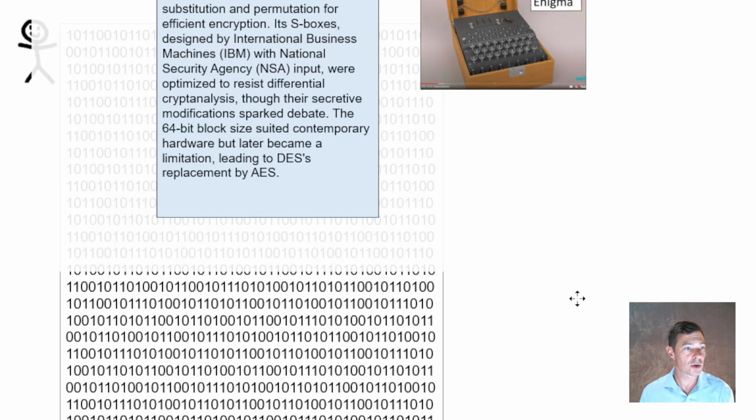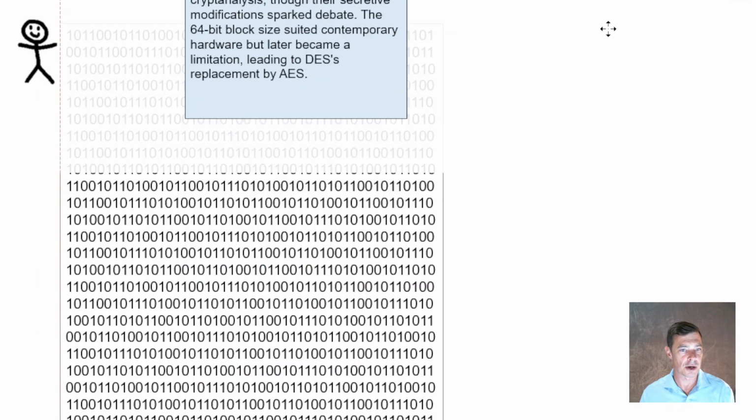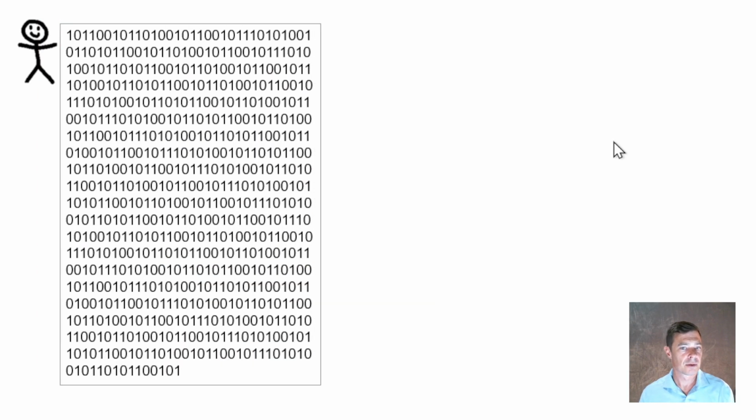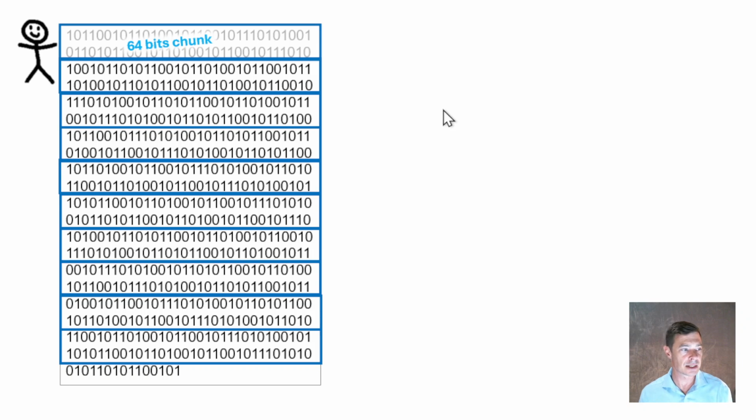And also with the Enigma, this was a typewriter. You would just type in the first letter, and then you'd enter the next letter, one letter at a time. But DES will take the binary data and break the message into 64-bit chunks. This idea is very common because computers can handle more than one item at a time.